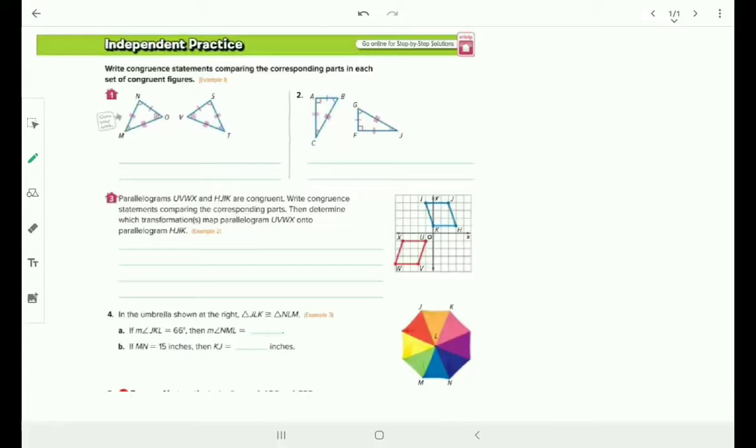Hello everybody, today's video covers lesson 7-2, which covers congruence and congruent statements. Your assignment was on page 525, numbers 1 through 4. Now with these congruent statements, it's very important to know the notation to use for each of these questions. So let's go over basic notation.